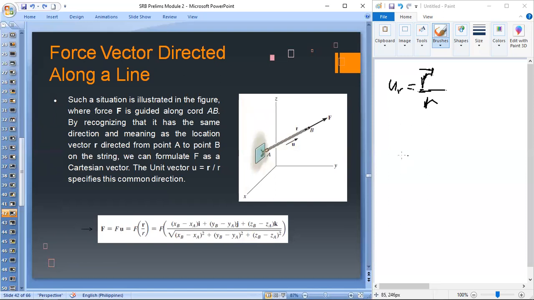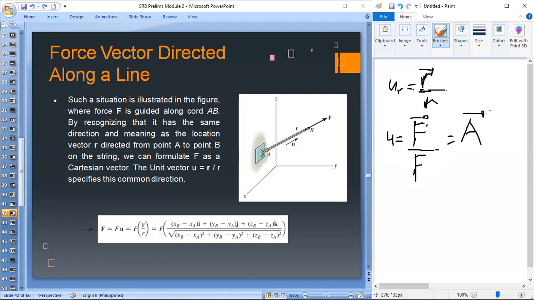Then we just input it, since we want F. F is equal to F times u, where u is our unit vector. So the force vector F equals the force magnitude times the unit vector, where the unit vector is the position vector r over its magnitude. The position vector is just the length, and the force vector is the force. So let's not get confused there. r is your magnitude. So we just input that for the unit vector, and we get this. So it's a combination. Okay?